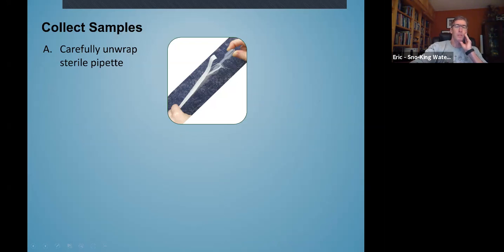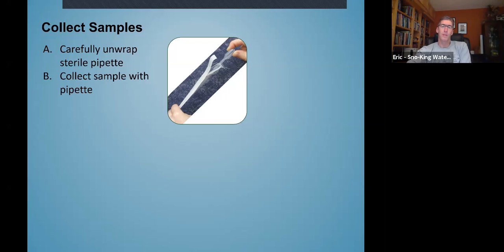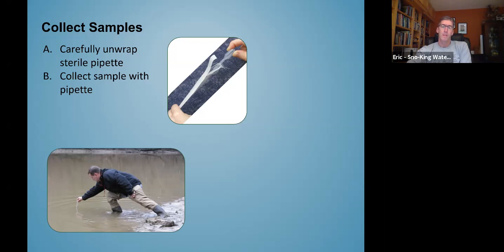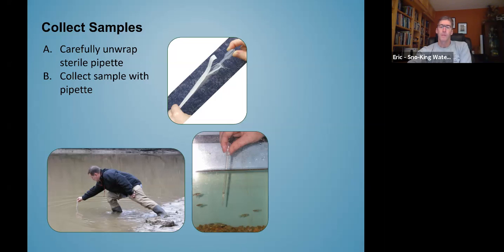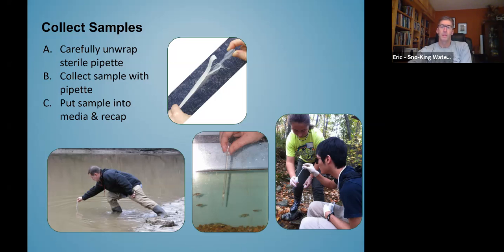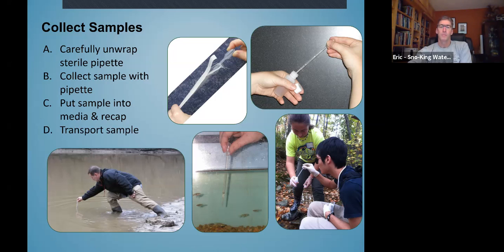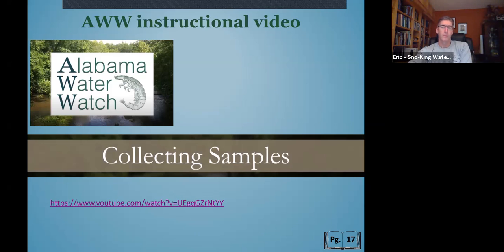In terms of collecting samples, when you go out to the site, you're going to unwrap a sterile pipette and collect the sample. You want to be facing upstream so that you're not interfering with the water that you're sampling. You want to be below the surface of the water, but not touching the bottom. You'll collect the sample, put it into the media bottle, and then recap it. Then you bring it back for plating. I'm going to show you guys a video on how to do this.